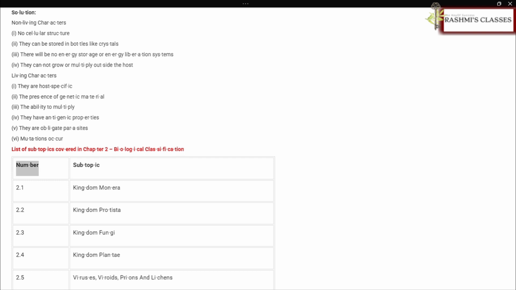Number, subtopic. 2.1. Kingdom Monera. 2.2. Kingdom Protista. 2.3. Kingdom Fungi. 2.4. Kingdom Plantae. 2.5. Viruses, viroids, prions, and lichens.